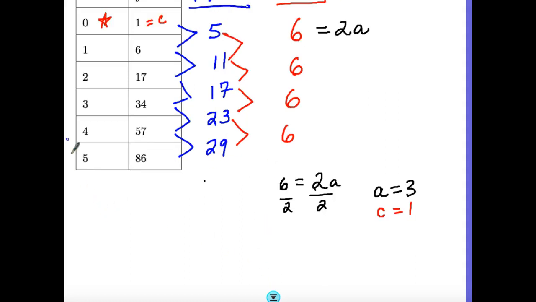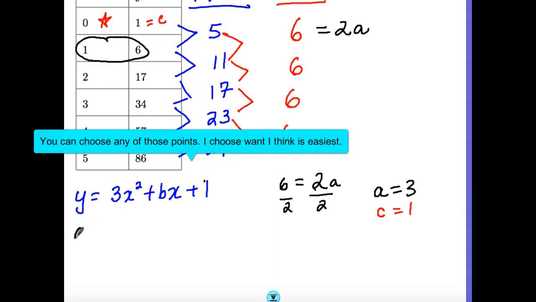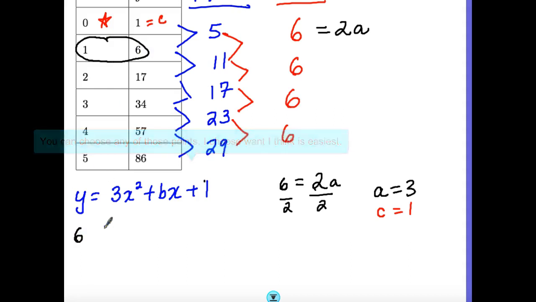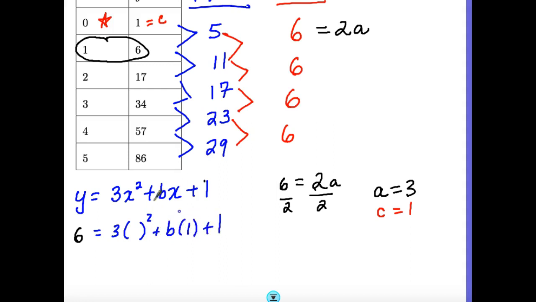Okay, so let's look at what we have. We have y equals, our a value is 3, 3x squared plus bx plus 1. So now we just have to pick a point, and we're going to substitute in. Let's pick this point right here. So our y value is 6, so we have 6 is equal to 3 times our x value, which is 1, plus b times 1 plus 1. Remember, our x value here is 1.